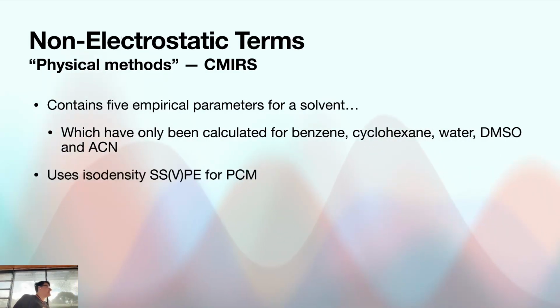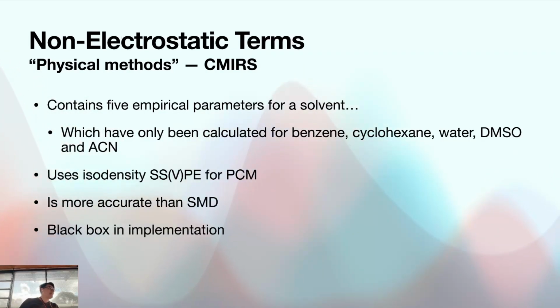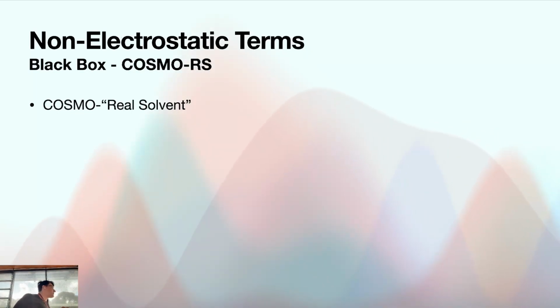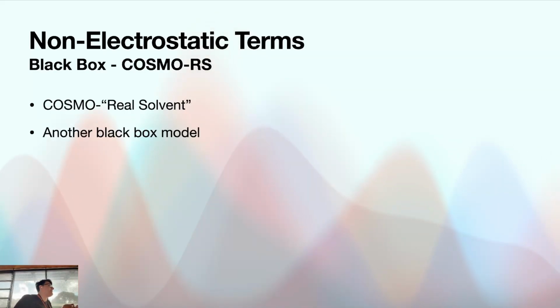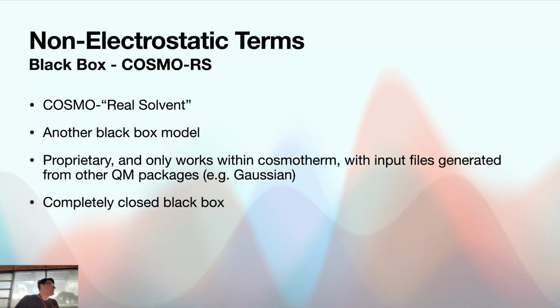It uses an isodensity SS(V)PE formalism and is more accurate than SMD, but it is a black box implementation and it's only available in a couple of packages, and it's obviously only for single points as well, so not the most useful thing. Another black box approach is the COSMO-RS approach. We really don't know a huge amount about it. It's proprietary and only works within COSMOtherm with input files generated from other QM packages. It is completely closed black box, so I'm not even going to bother looking into it really.